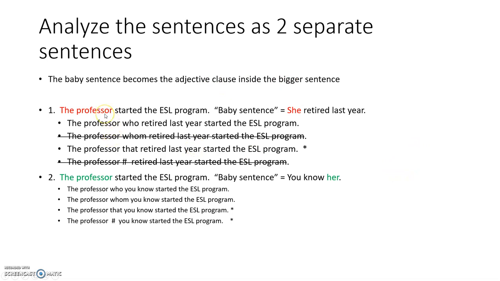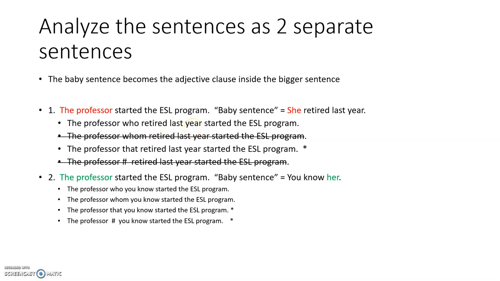Okay, so look at the colors here. The red for the professor and she. And those are both subjects, right? The professor started the ESL program. The baby sentence is she retired last year. The professor, that's the same person as this she, right? And they're both subjects. So when we're describing a person, of course we can use who. And there's my adjective clause. Who retired last year.